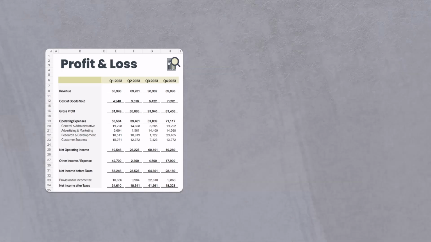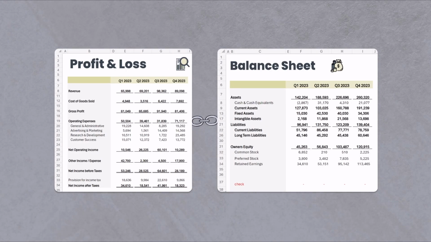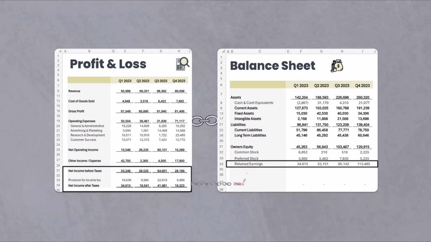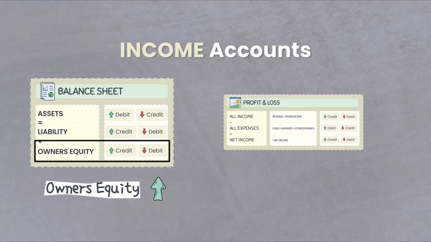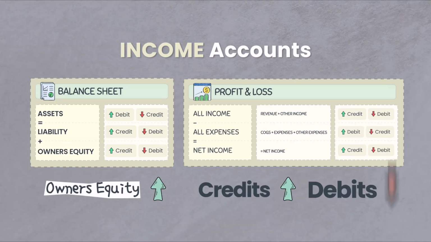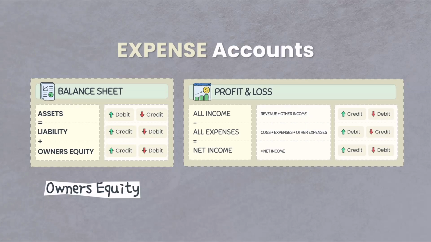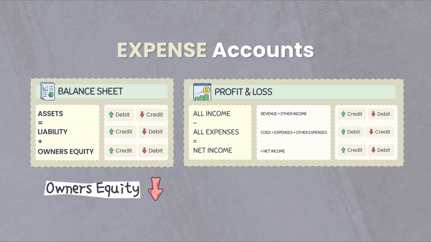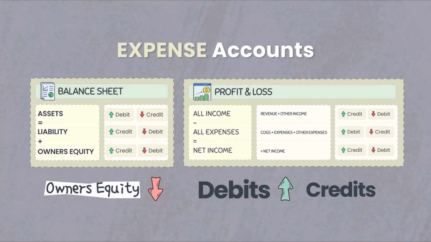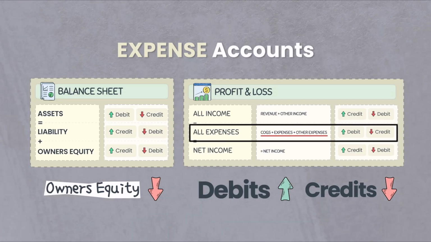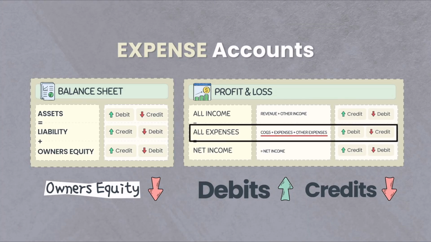Your profit and loss flows into an account on your owner's equity section of your balance sheet called retained earnings. So anything that makes your owner's equity go up will also go up with a credit and down with a debit, things like revenue and other income. Anything that makes your owner's equity go down will behave in the opposite manner. They will go up with a debit and down with a credit. Things like cost of goods sold, operating expenses, and other expenses.